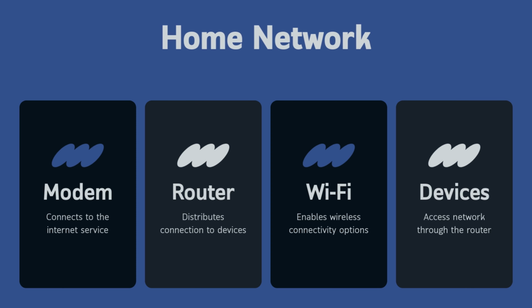Home network. A typical network starts with a modem which connects to the router. The router may connect to the switch and devices connect by Wi-Fi or cables.